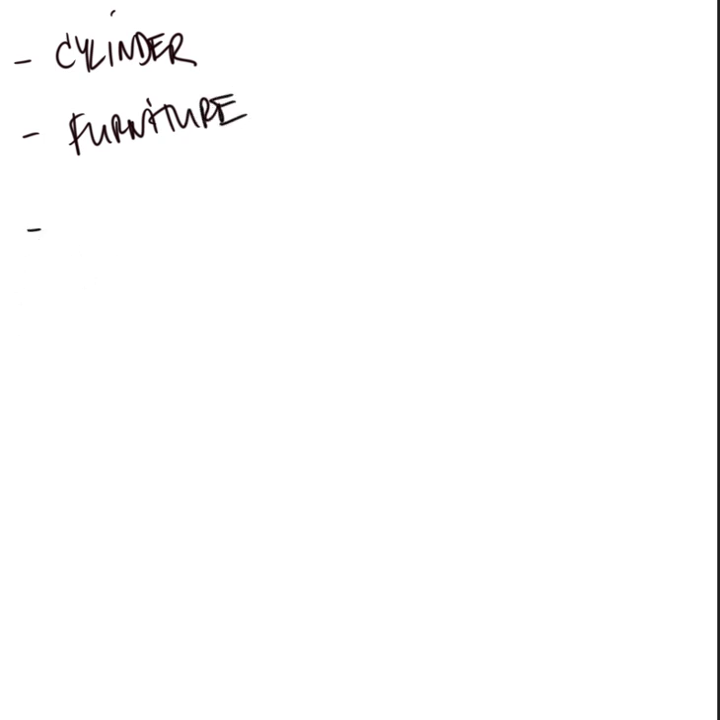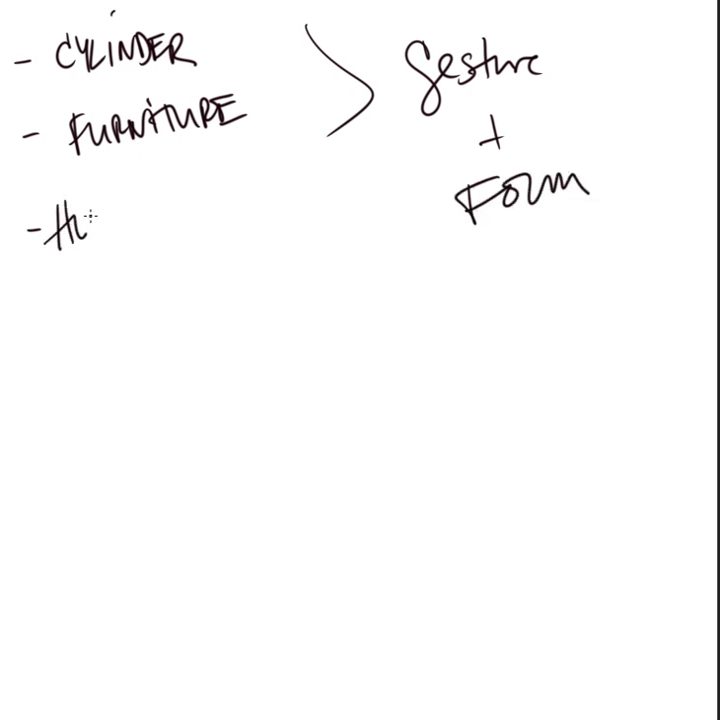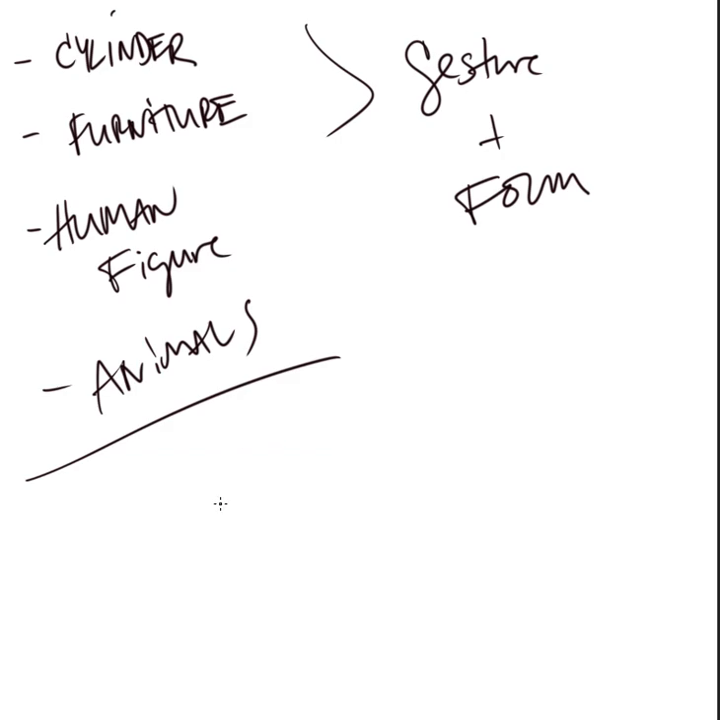So what are the influencers of that? Well, we've already talked about the cylinder. That's going to be the big influencer naturally. Then furniture is going to be a big influencer of the form of the gesture, if you will. Gesture plus form. You're going to have cylinder, furniture, and then a big one, which will be the human figure. And then I'll also put animals too, as you're drawing. These will be the form influencers.